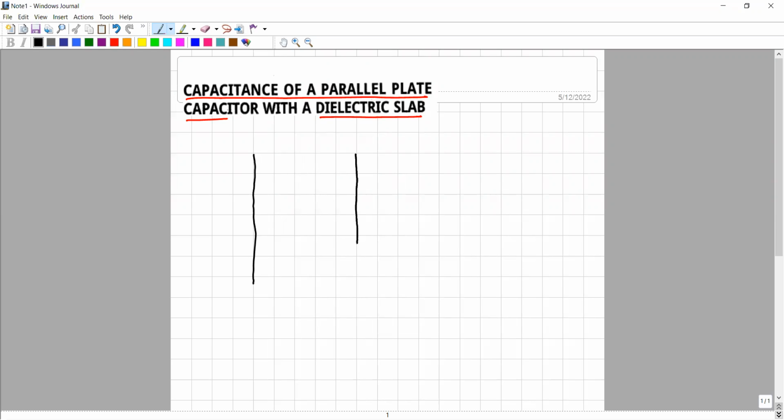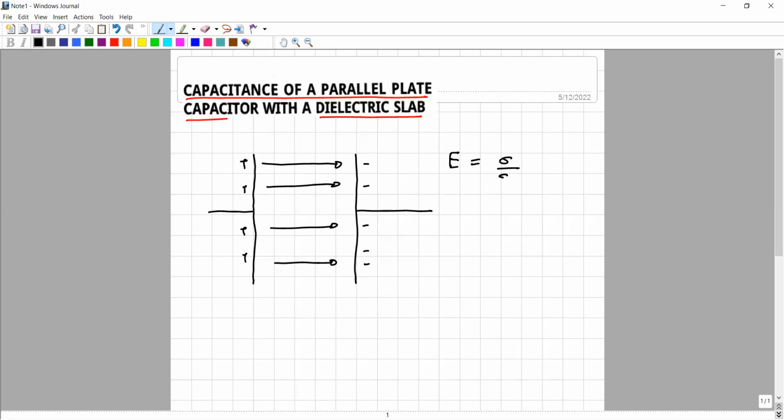Assume that these are the two plates of the capacitor, and positive charge is here, negative charge is here, and the electric field between the plates, that you already know, is E is equal to sigma over epsilon naught. This you already know. So let this value be E naught. That is the electric field between the plates of the capacitor.